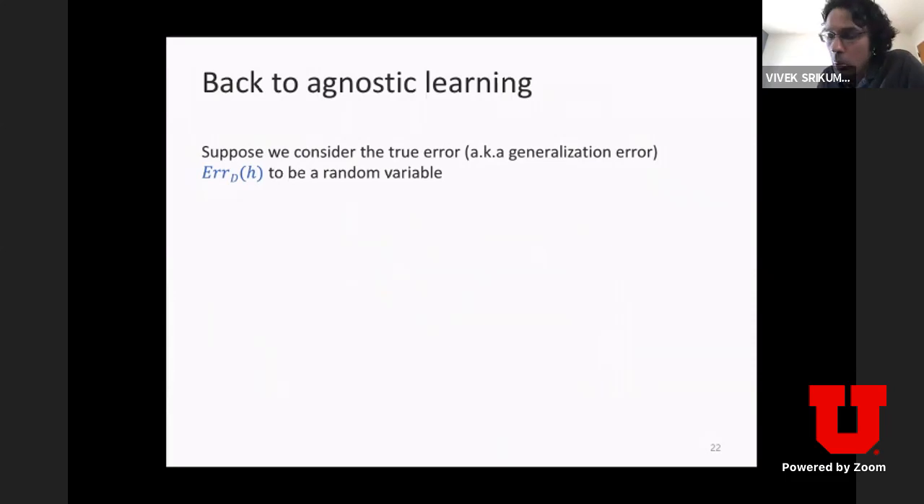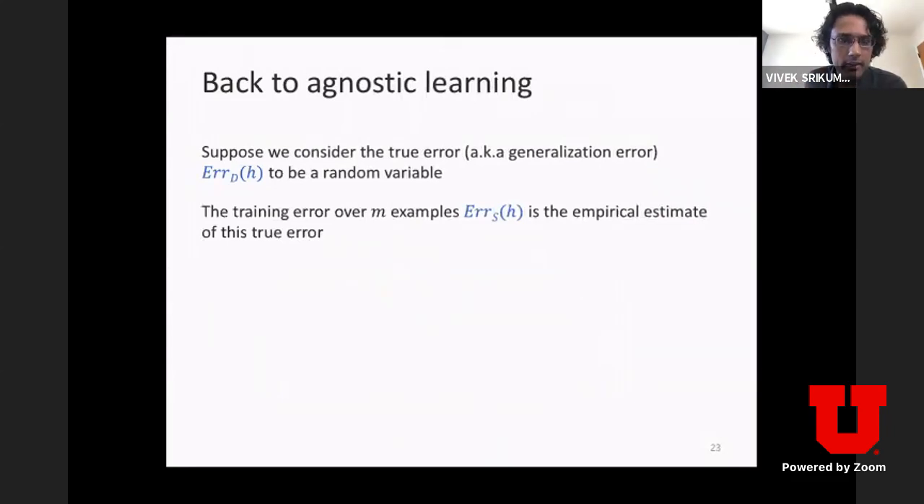Suppose the thing that we will do is we will consider the true error D of a hypothesis to be a random variable. The training error is the empirical estimate of this true error over m examples. Which means that every single example can be seen as a random sample from that particular true error distribution. It's like a coin toss. In the analogy here, this is like the probability of seeing heads, and this is the empirical fraction of heads that we see.